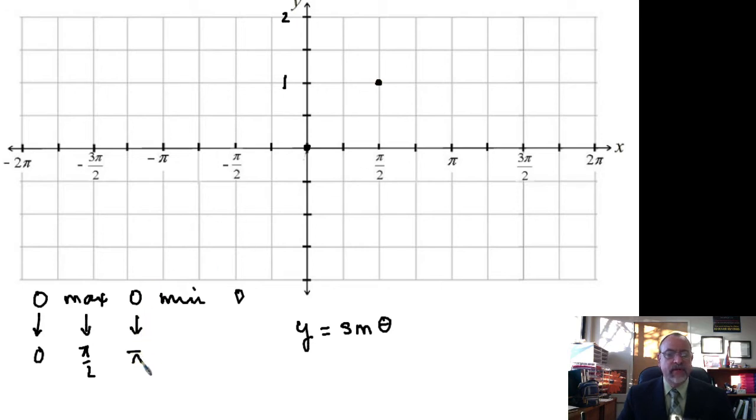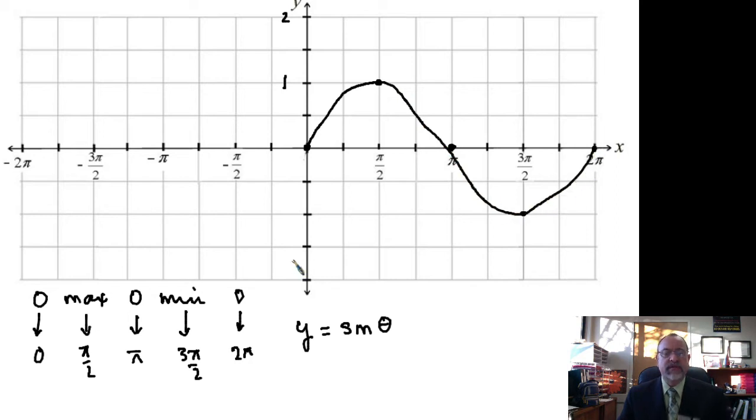It gets back to 0 when it's at pi, so we'll put a 0. It reaches its minimum at 3 pi over 2, and then at 2 pi it gets back to 0. So we go from 0 to its max, to 0, to its minimum, then back to 0. And then we simply connect this with a nice smooth curve, and we have our sine wave. Now, if we rotate in a negative direction, we do the same thing, only in reverse order.